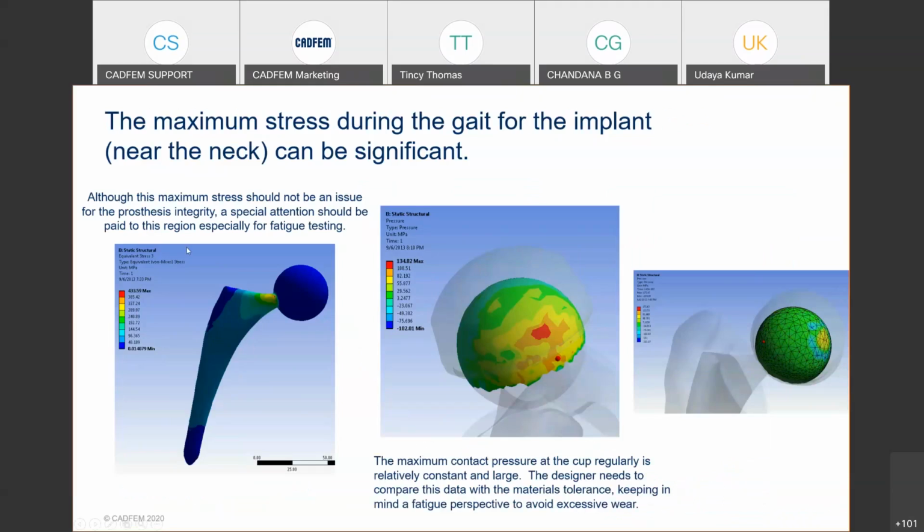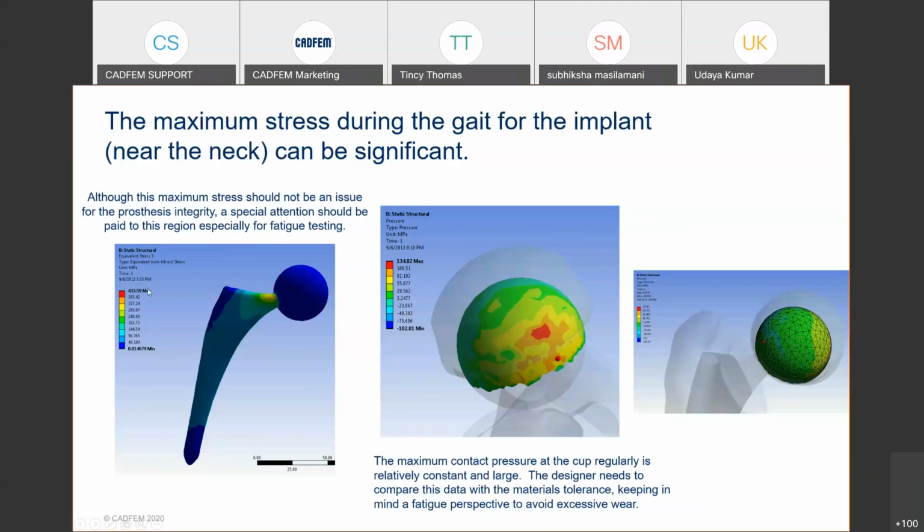So the next kind of results that we can look for is for the implant itself. The main issue with the implant is the life of the implant. You can see the maximum stresses coming on the implants. Here the maximum stress coming is 433 on this small portion, where the cross section of this part is less, and obviously here, due to stress concentration, the stress will be maximum. But for one time it might survive.